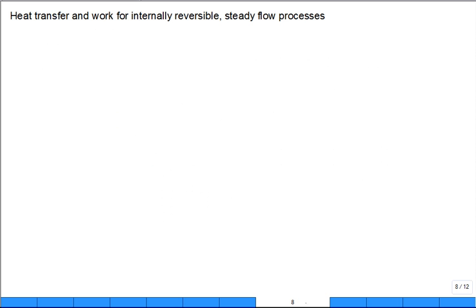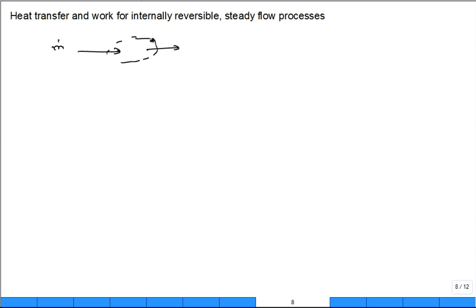Now we move into a section. It's the very last section of this chapter. It's entitled Heat Transfer and Work for Internally Reversible Steady Flow Processes. So think of an open system, which is a control volume, and we have a single inlet M dot going with a single outlet M dot. So it's just M dot flowing through the system.